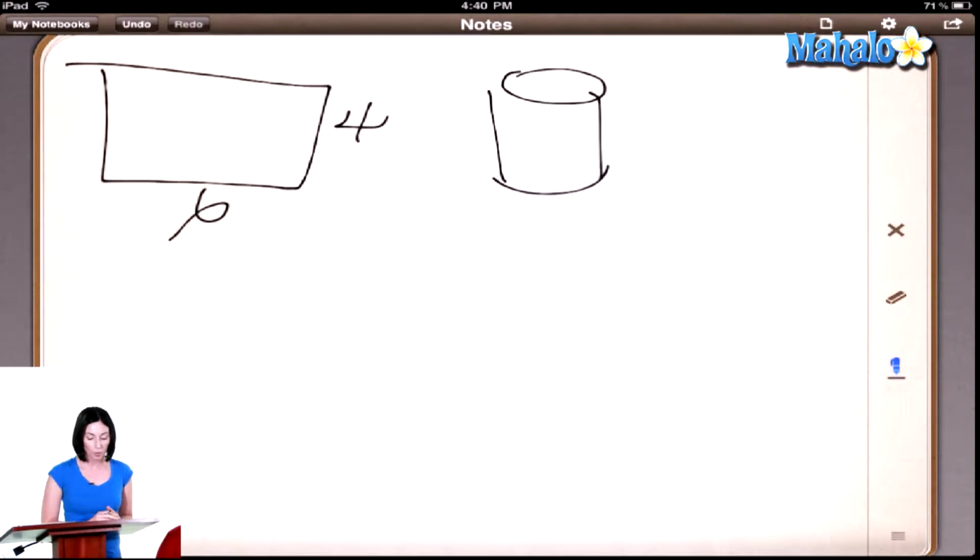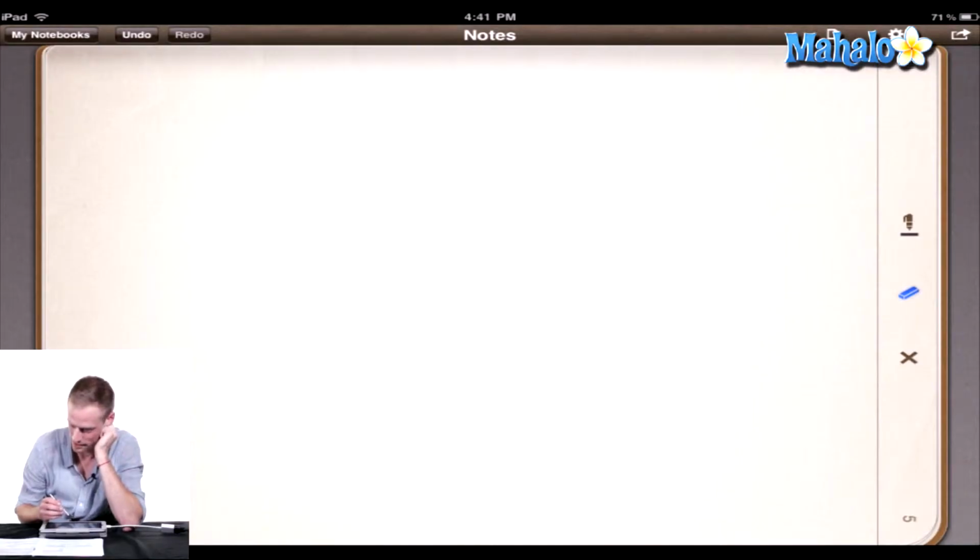And what they want to know is, what is the area in square centimeters of the base of the cylindrical tube? Does anybody think they know how to do it? Yeah, I do. Okay, try. I think it's asking for the area of the circle. That's right. It is asking for the area of the circle. So how do you find that out?